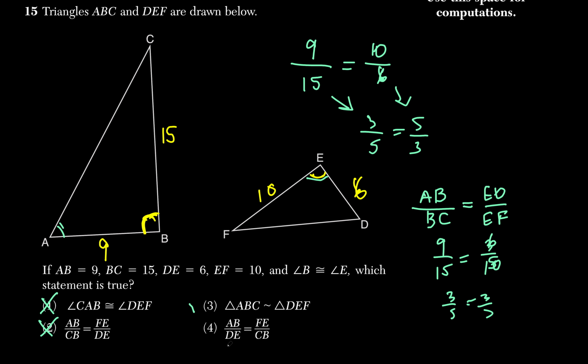So that's true. If these two triangles are similar, then I can write their sides in proportions. So AB over DE, so 9 over 6 is equal to FE, which is 10 over CB, 15. This makes sense. So choice 4 makes sense. I don't know about choice 3. Can't necessarily do that. Choice 4 makes sense.